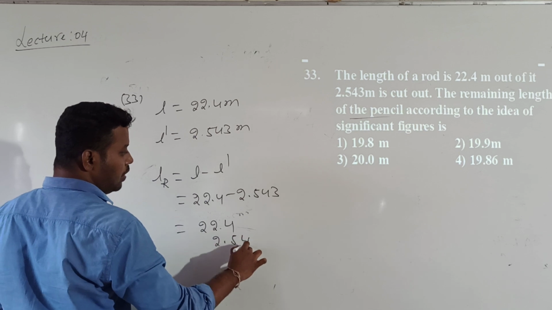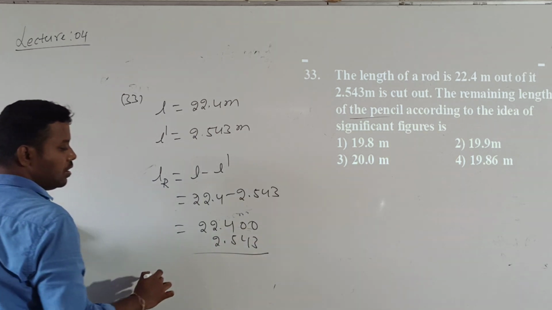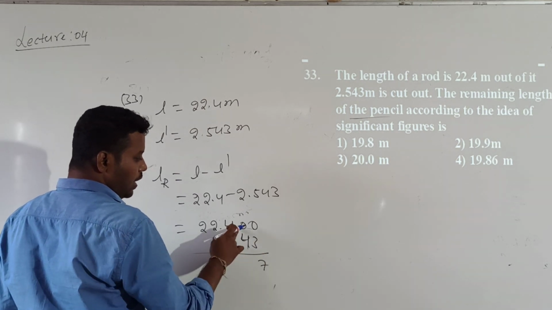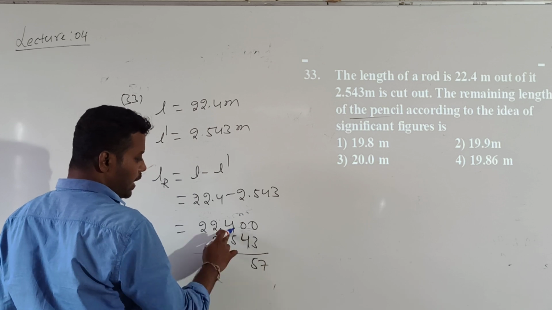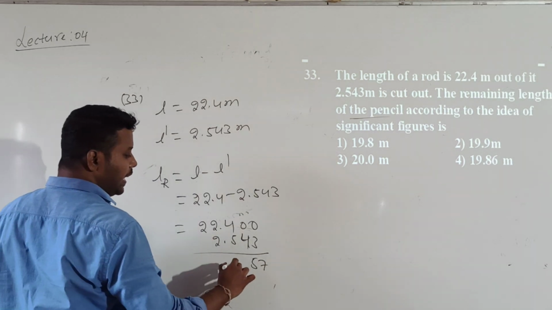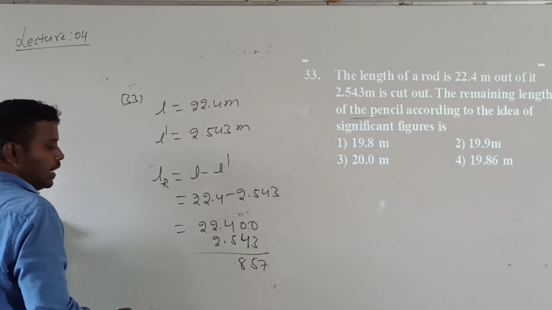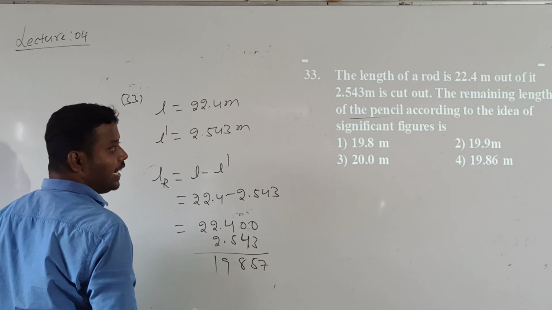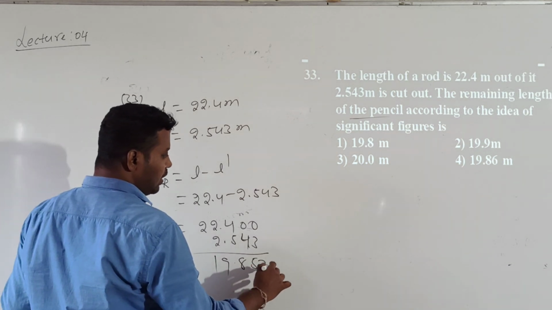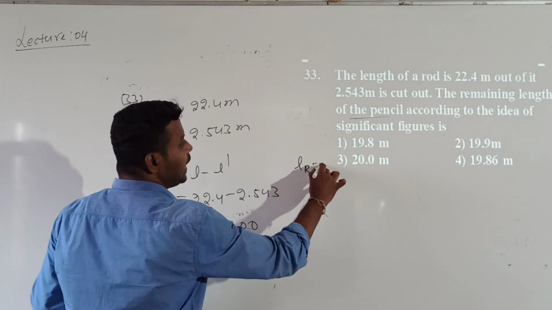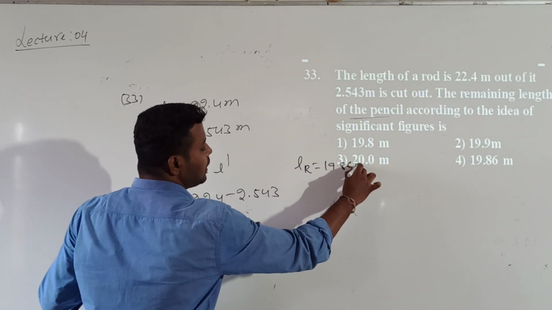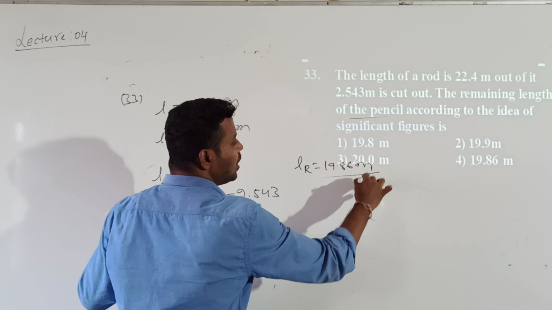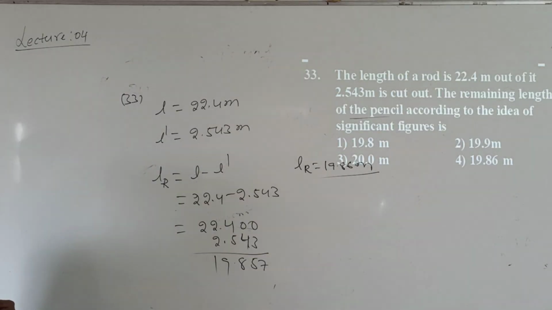So 2.543. Nothing is there means 0, 0. So 10, here I will get 7. And next, here 9, I will get 5. Here 14, 13, I will get 8. And here what will I get? That is 11, I will get 9. So 19.857, round off this. So approximately you can write 19.86 meters. Now, understood? This is question number 33.